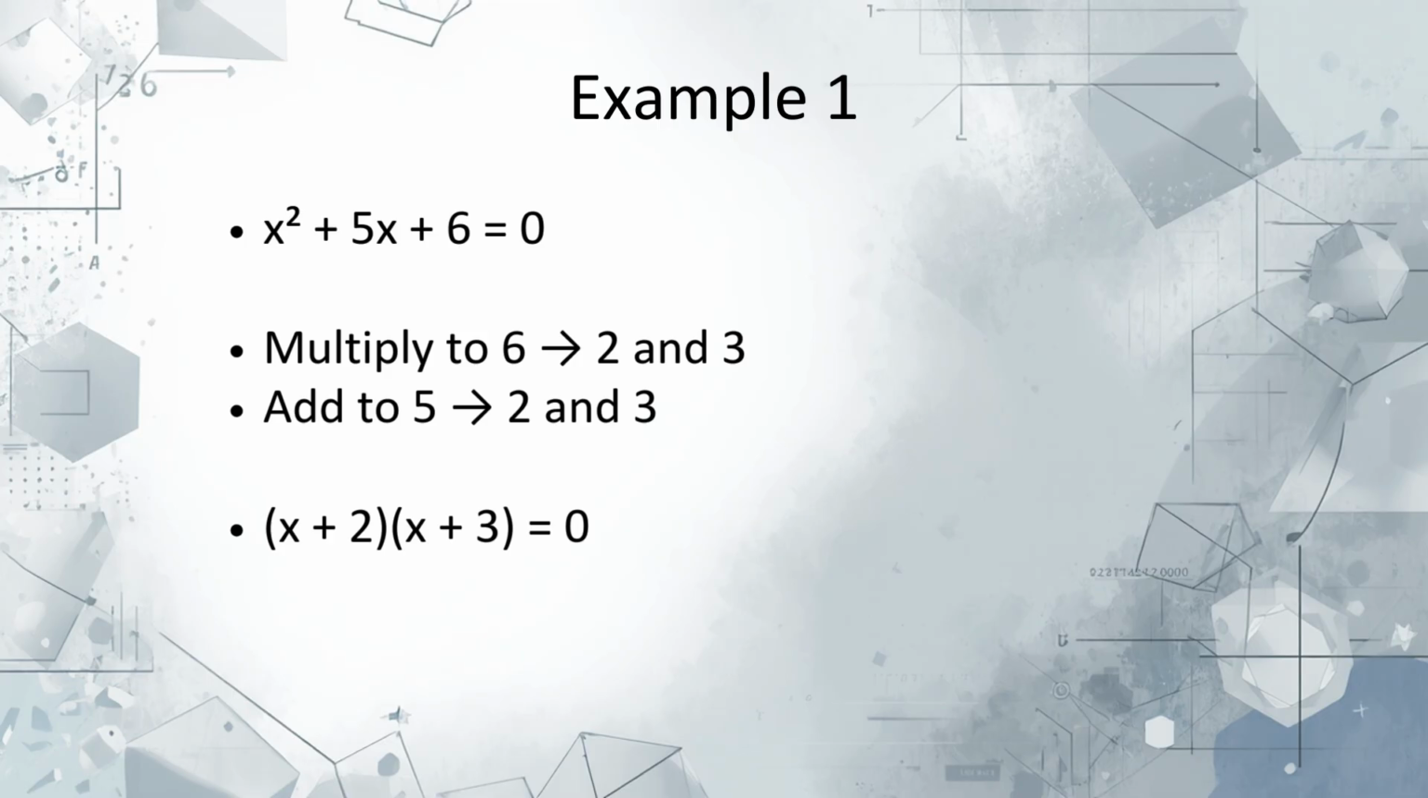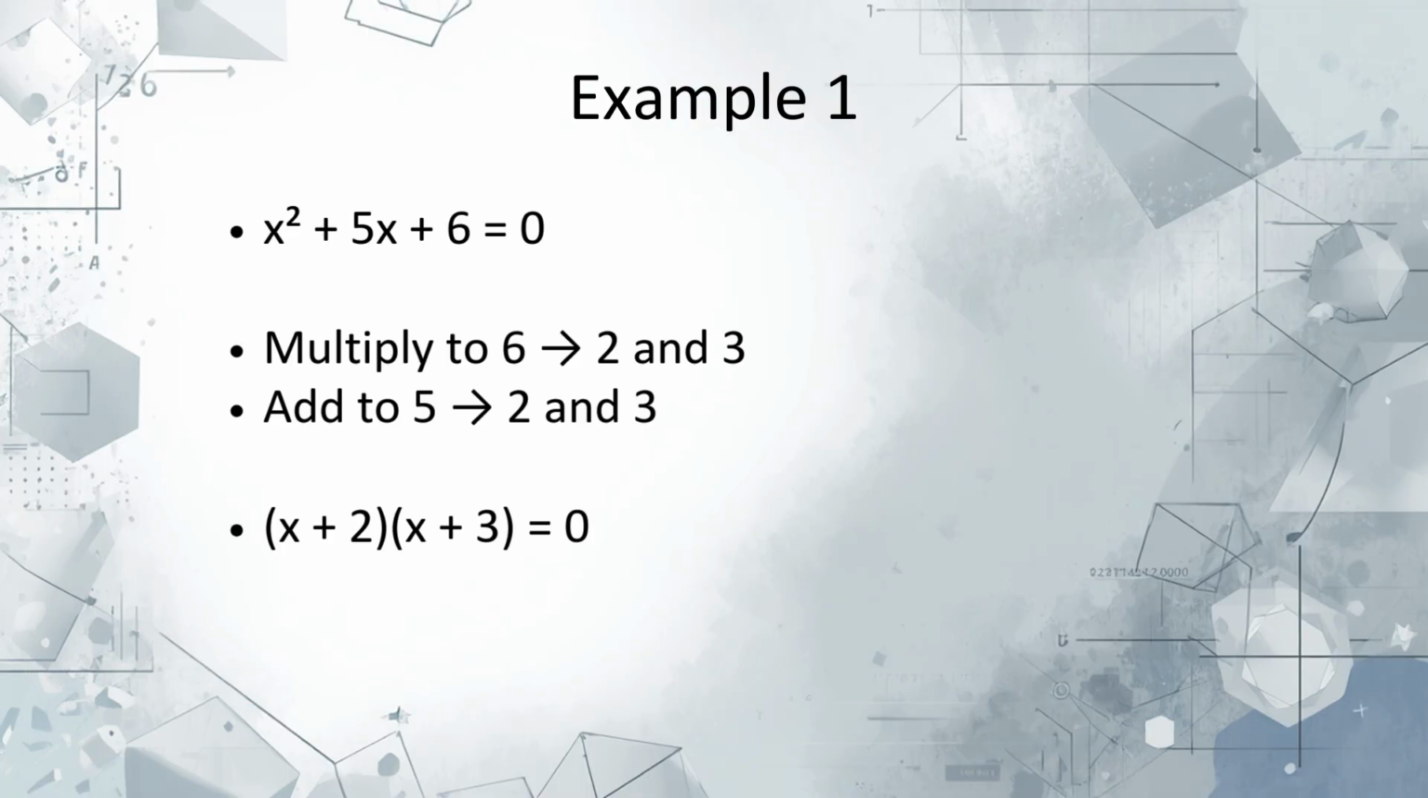So there you go. Can you see we've got a, which is 1, because there's nothing before x squared. We've got b, which is plus 5, and we've got c, which is plus 6. Now, we need to think of what multiplies to 6. 1 and 6 multiply to get us 6. 2 and 3 multiply to get us 6. But what adds to get us 5? So we're going to pick 3 and 2. So our two brackets become x plus 2 and x plus 3, which is equal to 0.